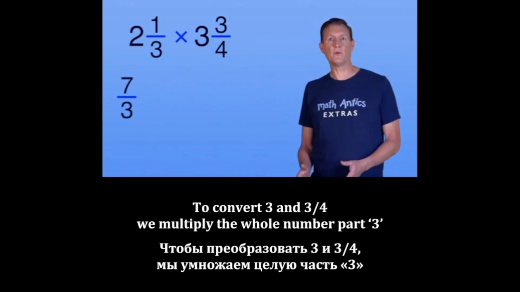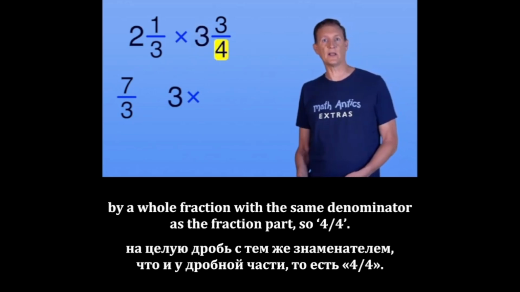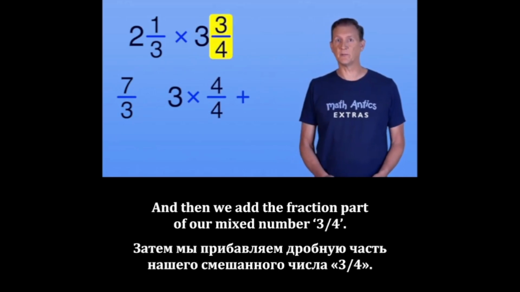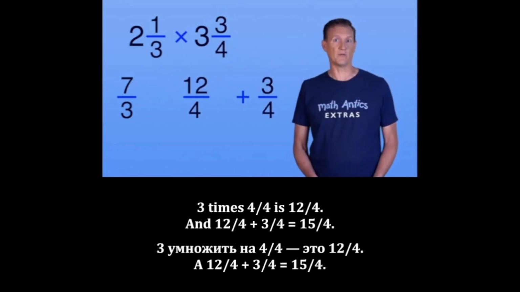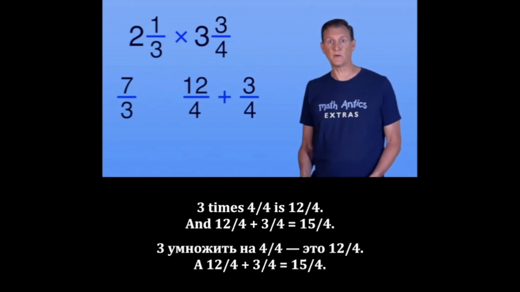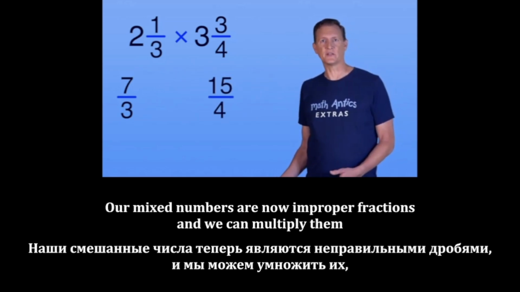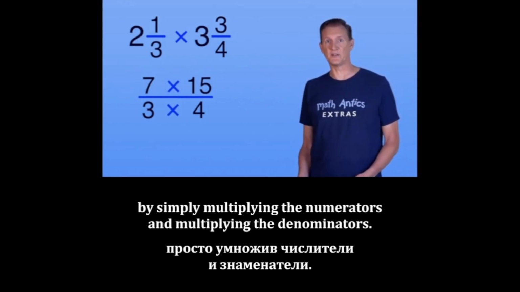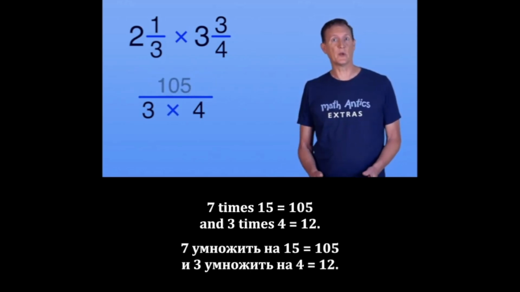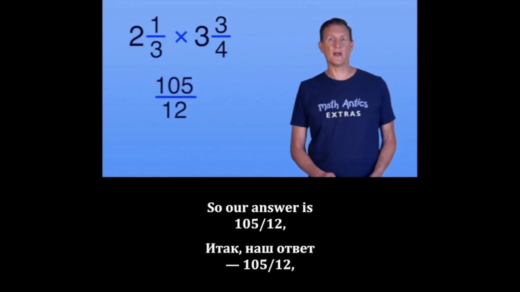To convert 3 3/4, we multiply the whole number part 3 by a whole fraction with the same denominator as the fraction part, so 4/4. And then we add the fraction part of our mixed number, 3/4. 3 times 4/4 is 12/4, and 12/4 plus 3/4 is 15/4. Our mixed numbers are now improper fractions, and we can multiply them by simply multiplying the numerators and multiplying the denominators. 7 times 15 equals 105, and 3 times 4 equals 12, so our answer is 105/12.